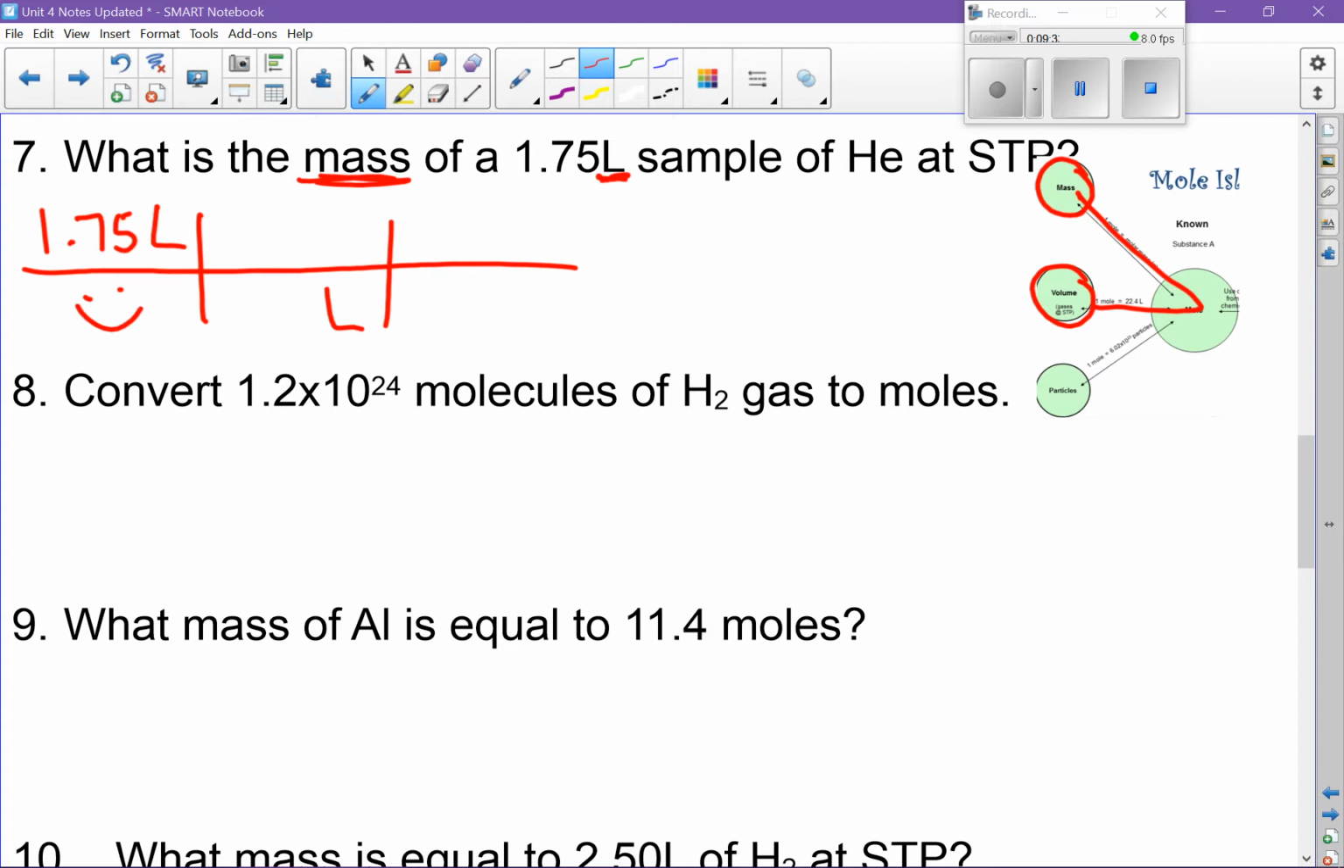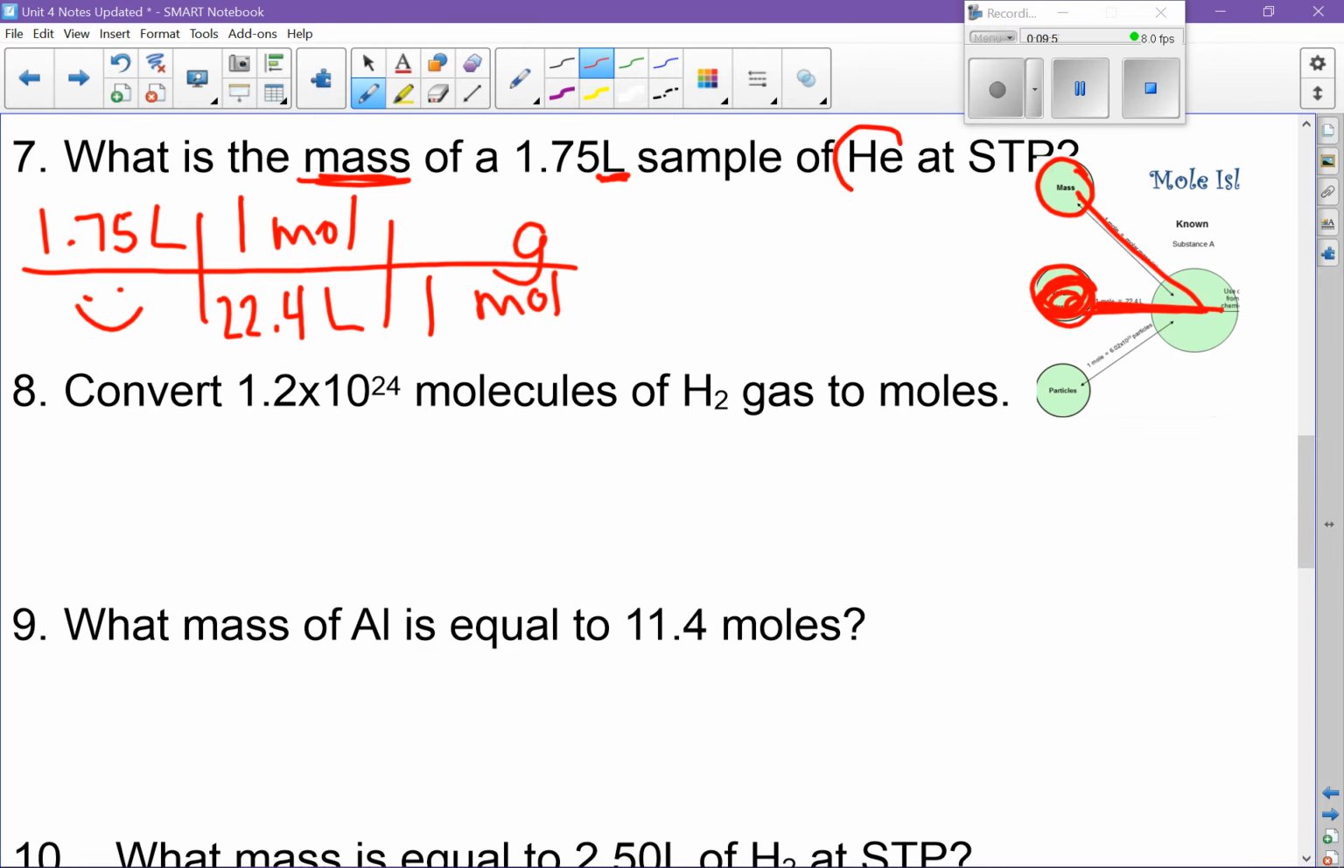Liters up, liters down. From this volume liters island, the only place I can go to is over here to mole. So that's what goes next in your fence. And then it goes down. If I'm looking for mass, that unit is grams. Now we just have to put all the numbers in. Mole always gets a 1. Liters is 22.4. Grams means we need the mass of the chemical.